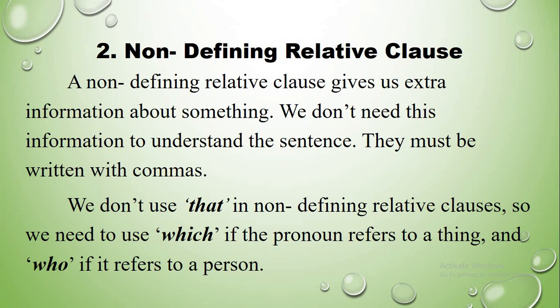Non-defining relative clause. A non-defining relative clause gives us extra information about something. We don't need this information to understand the sentence. They must be written with commas. So this is a very important point that everyone should keep in mind, that when we are writing a non-defining relative clause, we have to use it with commas.